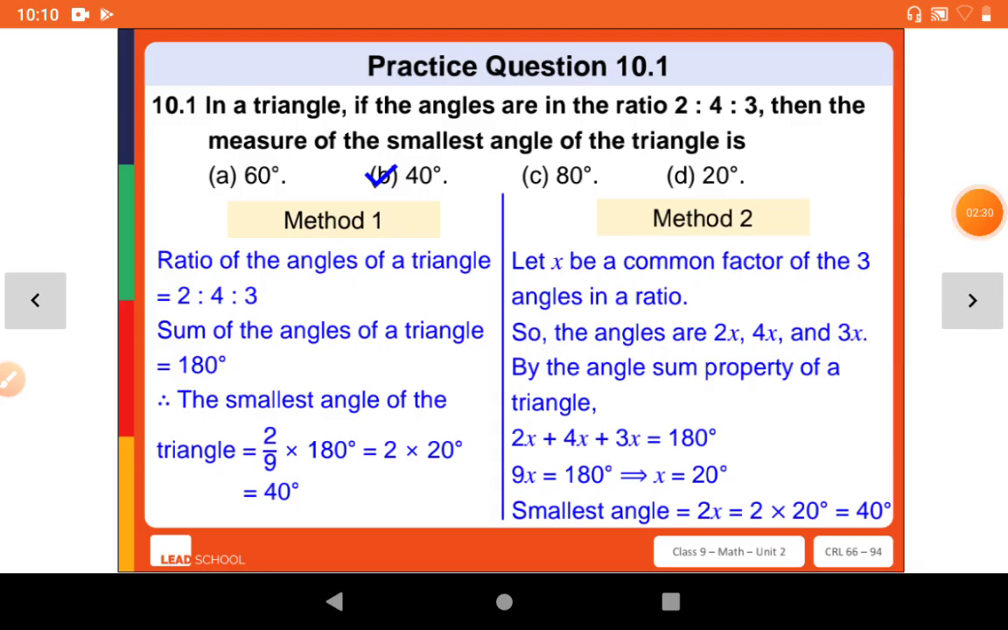Here is practice question 10.1 in front of you. In a triangle, the angles are in the ratio 2:4:3. Then the measure of smallest angle of the triangle is.